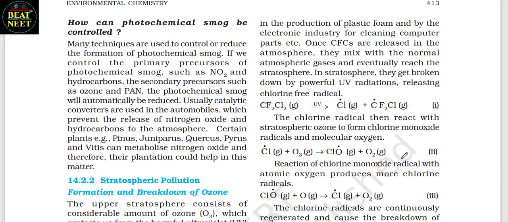How can photochemical smog be controlled? Many techniques are used to control or reduce the formation of photochemical smog. If we control the primary precursors of photochemical smog such as NO2 and hydrocarbons, the secondary precursors such as ozone and PAN, the photochemical smog will automatically be reduced. Usually catalytic converters are used in automobiles which prevent the release of nitrogen oxide and hydrocarbons to the atmosphere. Certain plants, for example Pinus, Juniperus, Quercus, Pyrus and Vitis can metabolize nitrogen oxide and therefore their plantation could help in this matter.